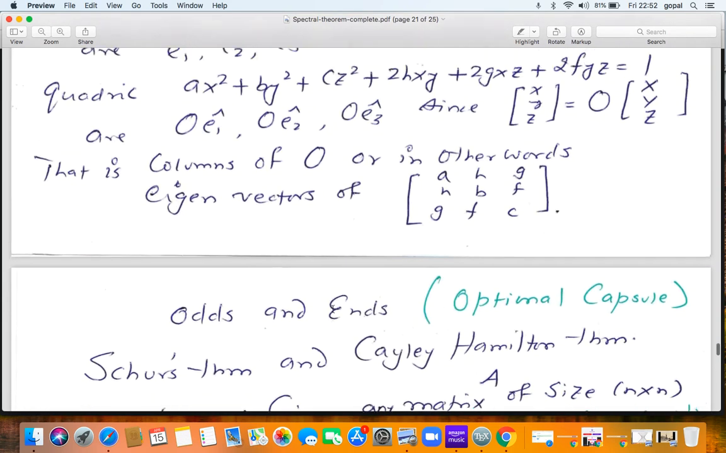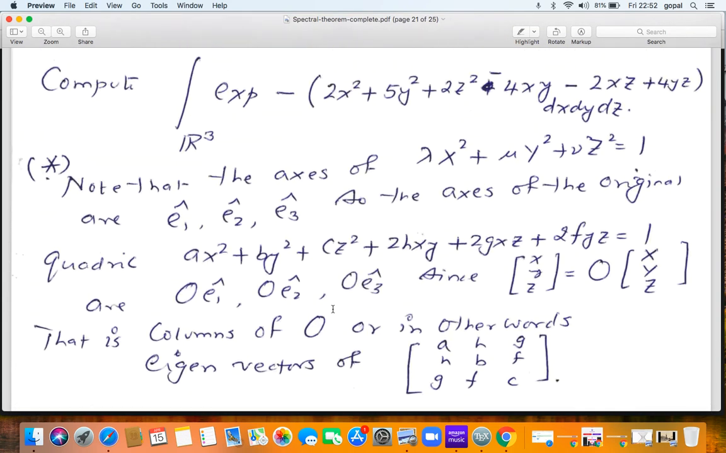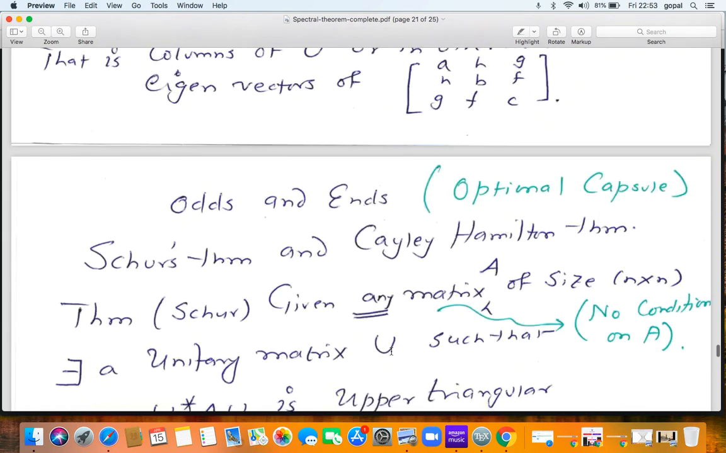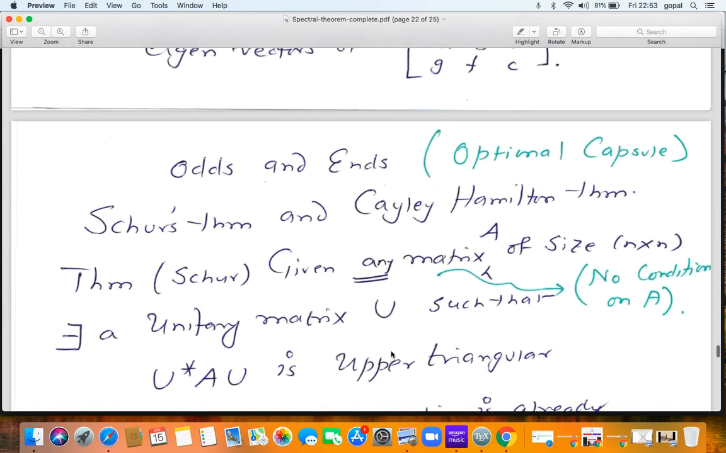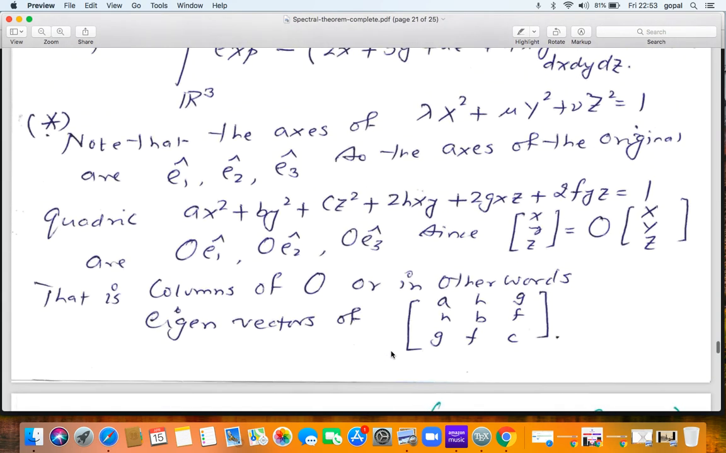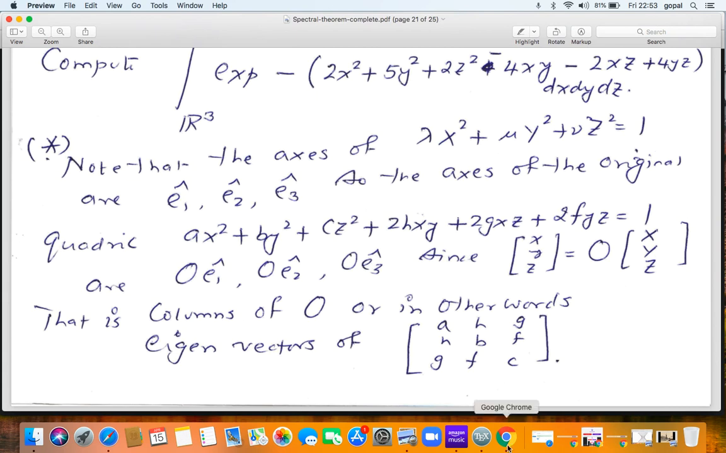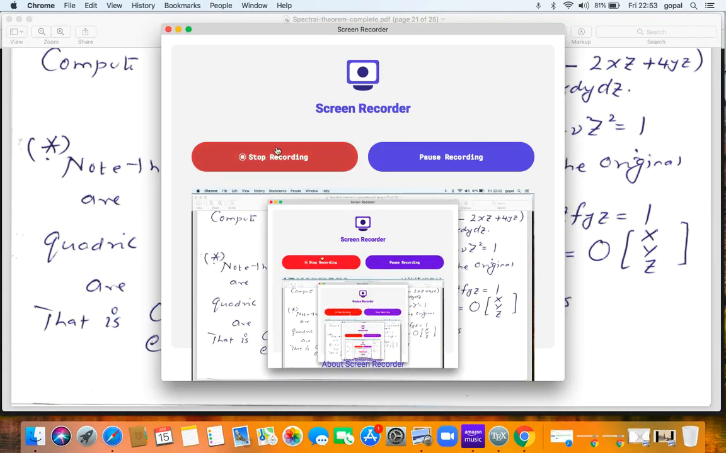So with this, I'll stop this capsule. The following capsule has a few odds and ends, and there are 4 pages of notes, and they're optional. The next capsule is an optional capsule. So I'm going to stop this capsule here with some nice calculations and applications. Thank you.